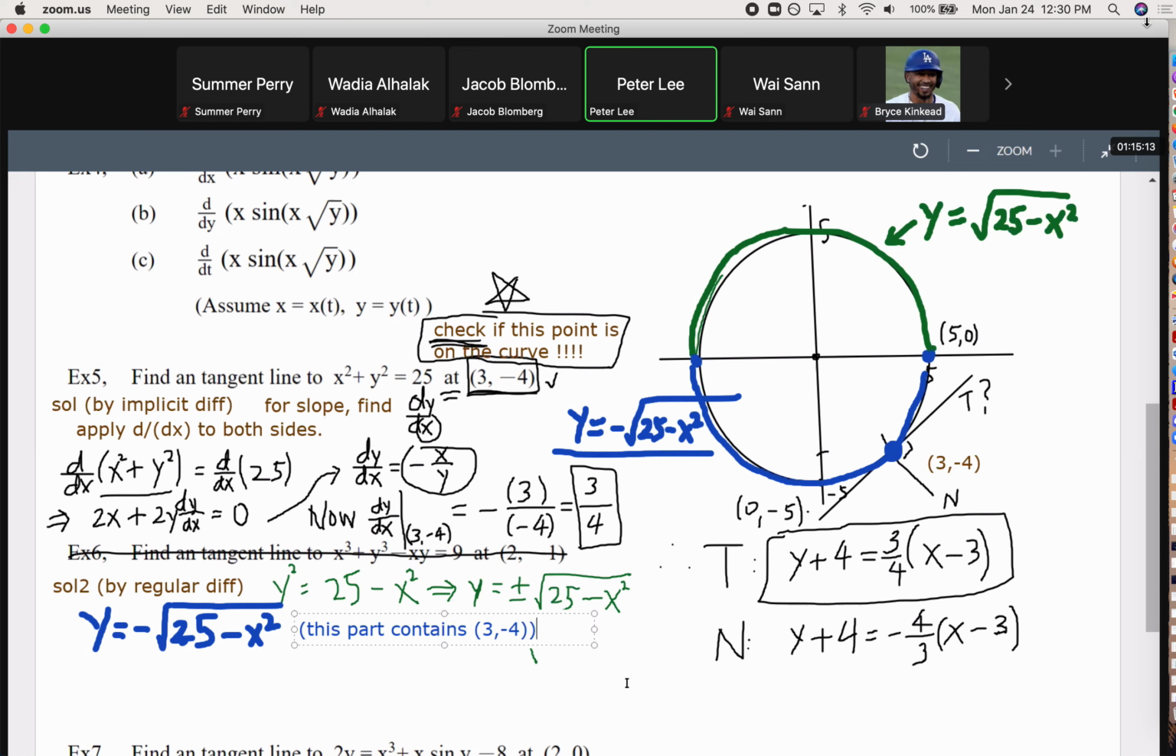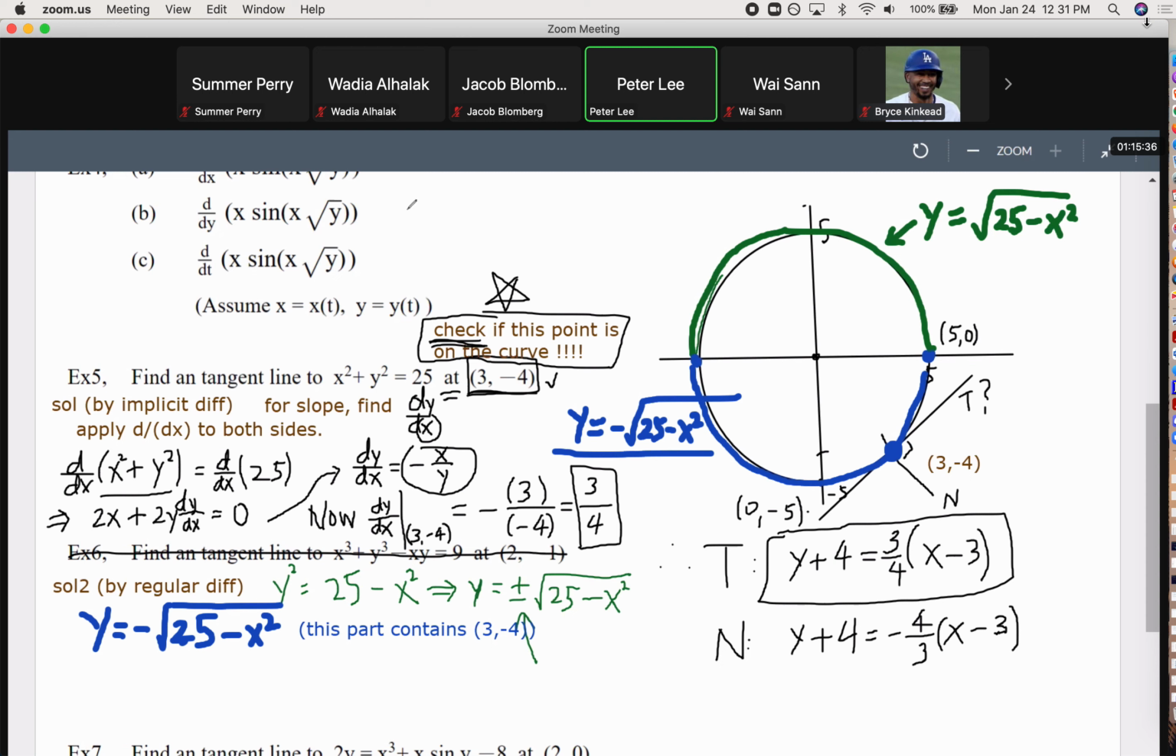So you have to look at the given point. The point in question is (3, negative 4), so we are interested in the curve near this point. Near that point, well, that is the bottom part, and so that's why you have to put the negative there. Many students don't know what to choose here, and they just choose the positive one, and then they get it wrong, of course.